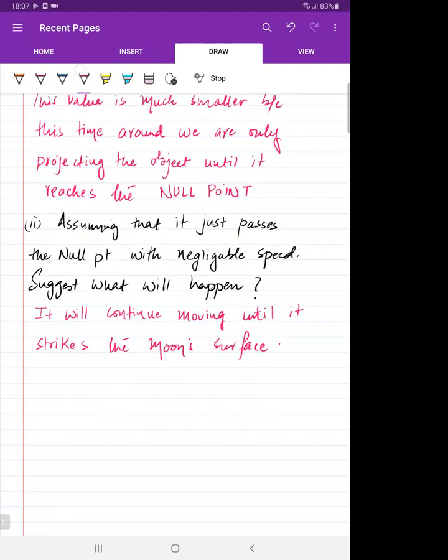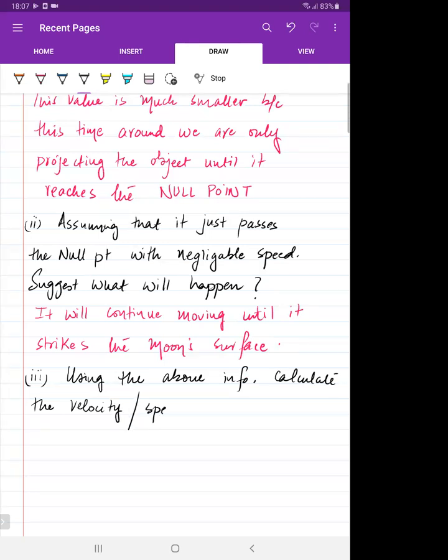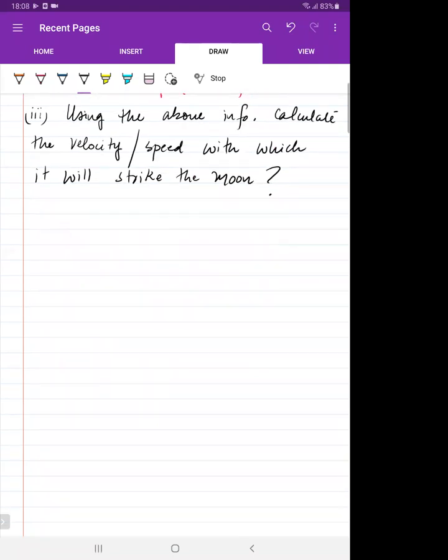So what if you are asked, now Huzaifa must be cursing me, using the above info, calculate the velocity slash speed with which it will strike the moon. Just wait a minute, so that I don't have to interrupt in between. So using the above info, calculate the velocity or the speed with which it will strike the moon.